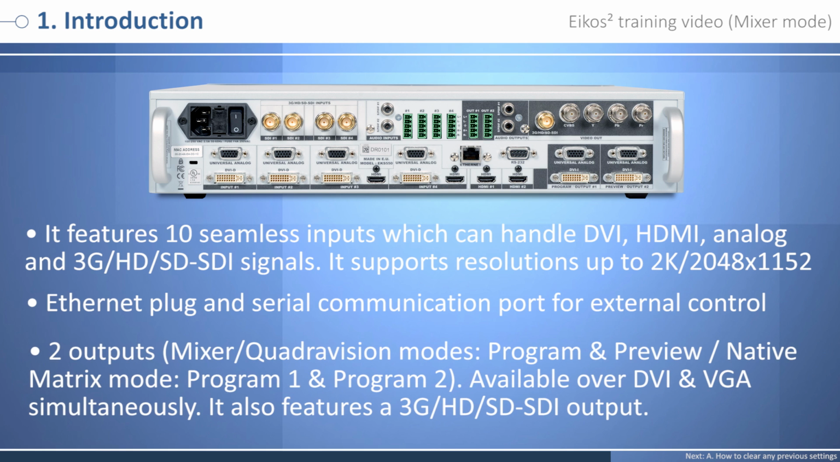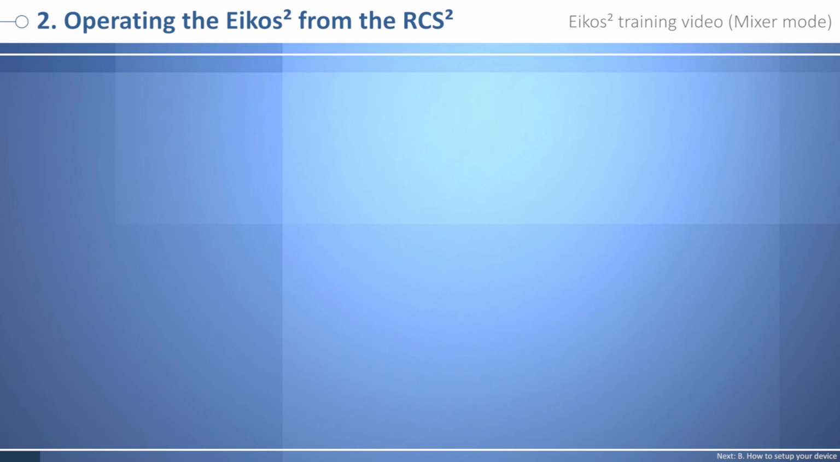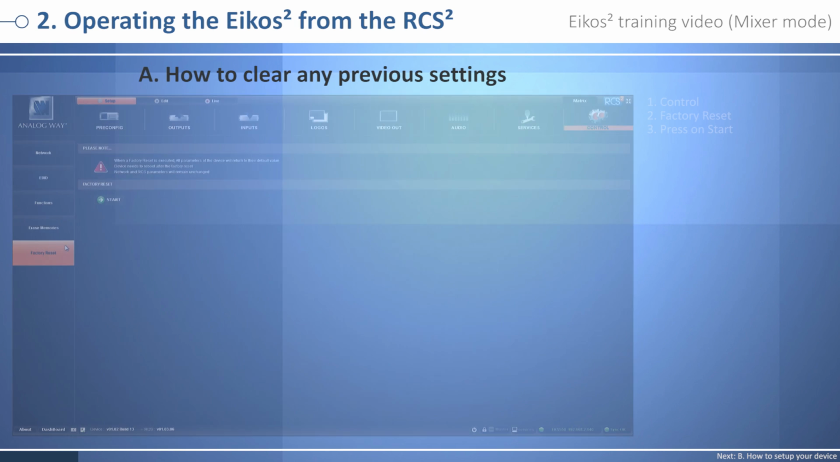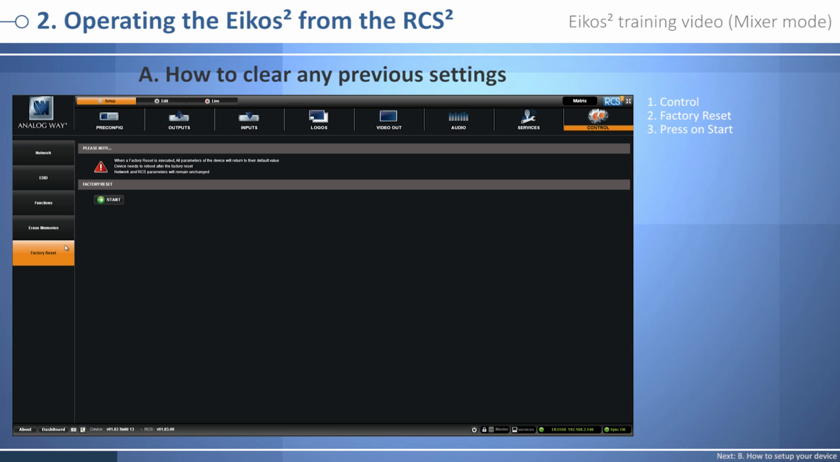It features 2 outputs: in mixer and quadravision modes, program and preview, and in native matrix mode, program number 1 and program number 2. Both outputs are available over DVI and VGA simultaneously. It also features a 3G HD SD SDI output linked to either of the 2 other outputs, operating the Eikos² from the RCS².